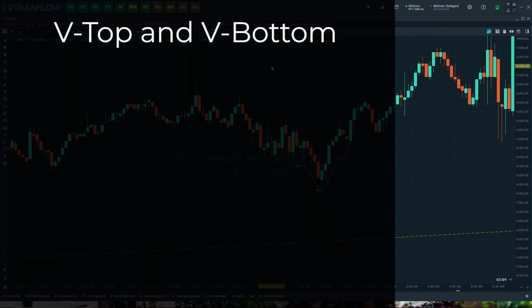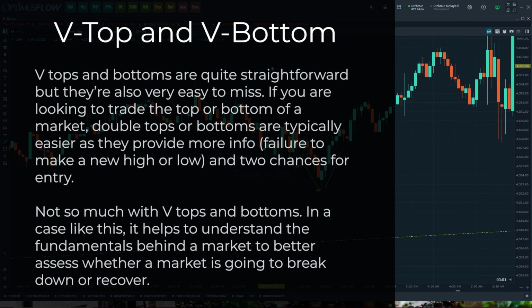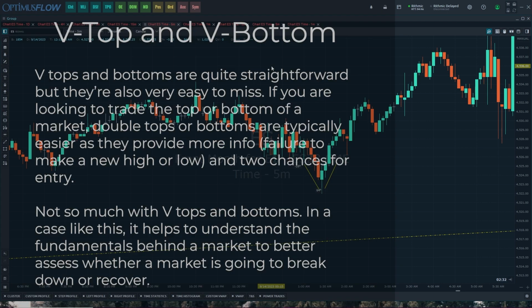The next pattern we have is a V top and a V bottom. These are quite straightforward, but they can also be very easy to miss. If you're looking to trade the top or a bottom of a market, double tops and bottoms are typically easier as they provide more info. For instance, a failure to make a new high or a low within a double top or bottom, and also 2 chances for entry. Not so much with V-tops and bottoms. In a case like this, it helps to understand the fundamentals behind a market to better assess whether a market is going to break down or recover.